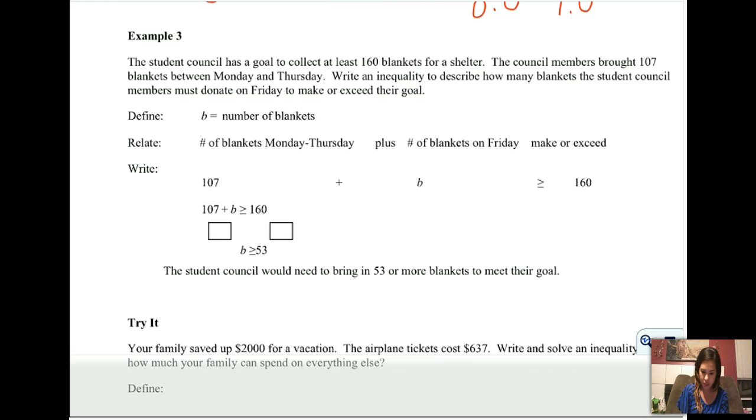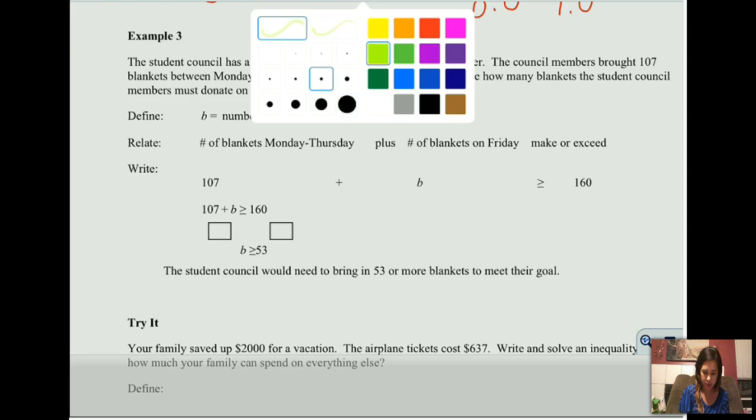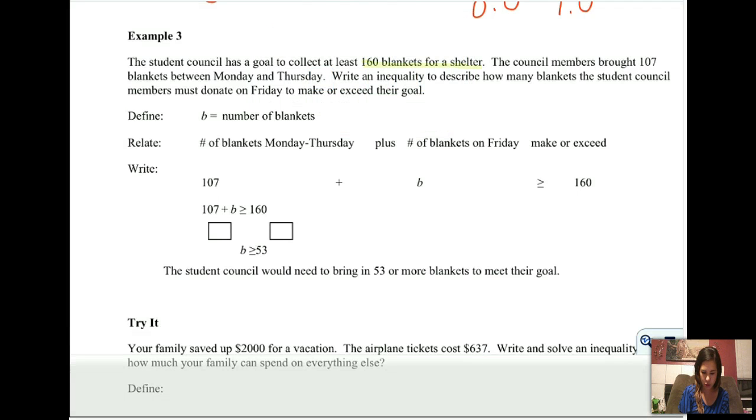It says student council has a goal to collect at least 160 blankets for a shelter. The council members brought 107 blankets. Write an inequality to describe how many blankets the student council members must donate on Friday to make or exceed. Now the word exceed means they can get more than that amount.